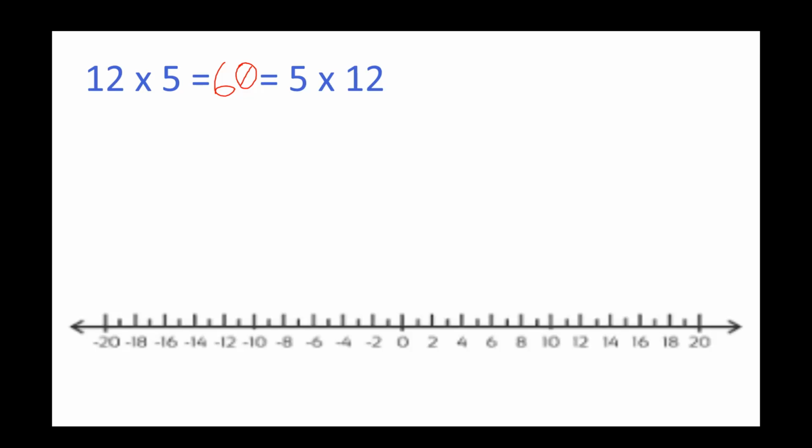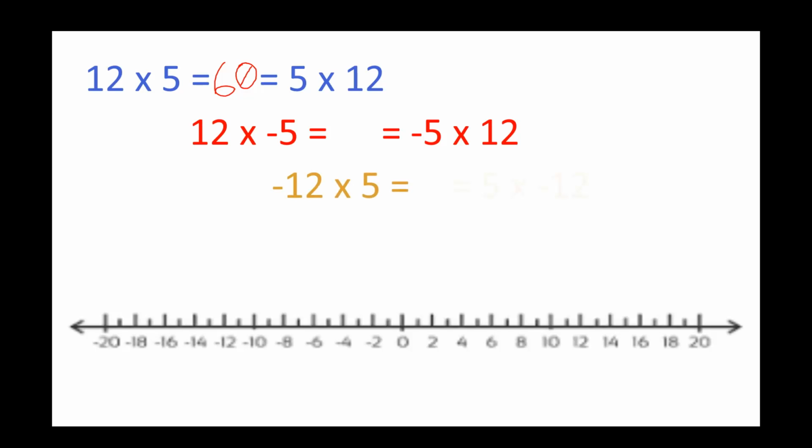If we put one negative number into the problem, so 12 times negative 5, or negative 5 times 12, which are the same thing, just flipped, or negative 12 times positive 5, which is the same as positive 5 times negative 12, the two numbers are just flipped. All of these, because there is only one negative number in the problem, give us a negative answer. All of these are answerable as negative 60.